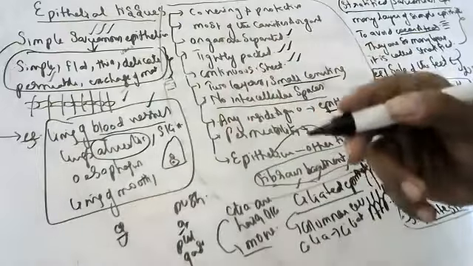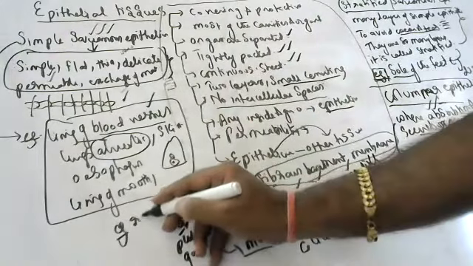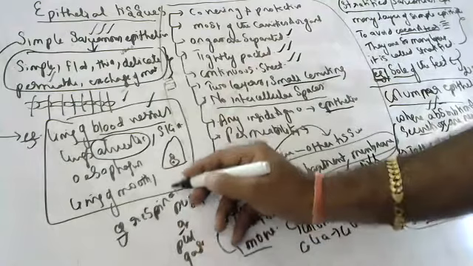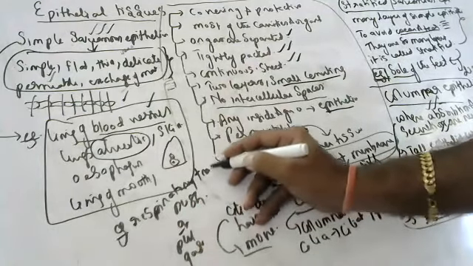Example, where is ciliated epithelium present, children? In the respiratory tract. We have our respiratory tract, yes or no, children? In the respiratory tract, we are absorbing oxygen, we are releasing CO2. Do you know how our respiratory tract is present, children?